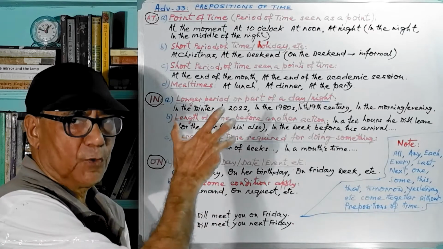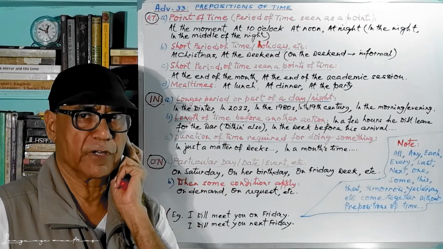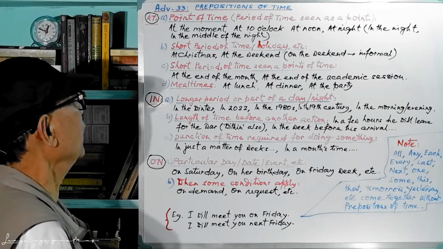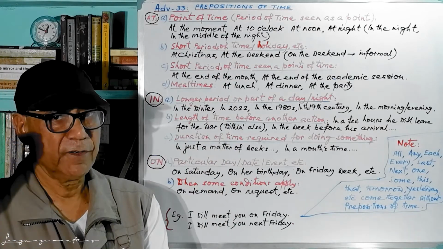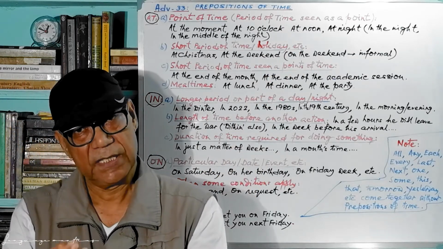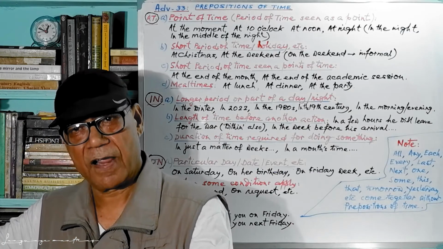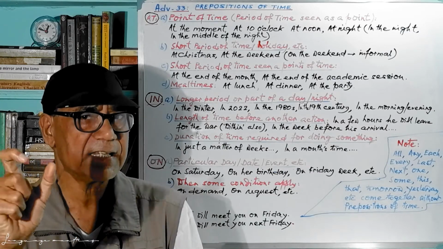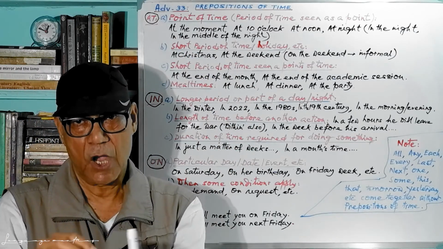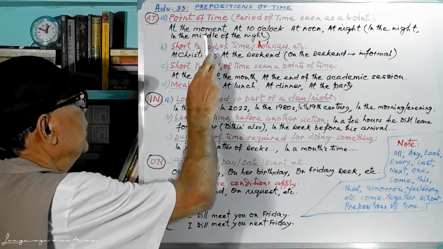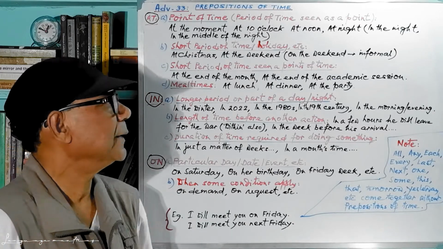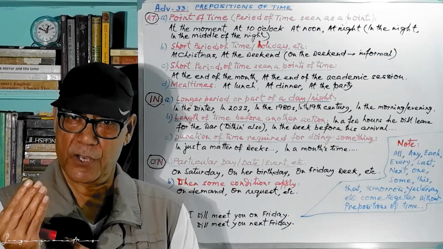But if you remember these 4 points, it will be much easier for you to use at with reference to time. Number 1, point of time. That means it refers to a point of time or period of time seen as a point. When you see a period of time from very far away in terms of time, in that case it looks like a point of time. See the example, at the moment, it's a point of time. I'm speaking of this moment, at the moment, at 10 o'clock or at 10:30, specific time. At noon, again specific point of time.